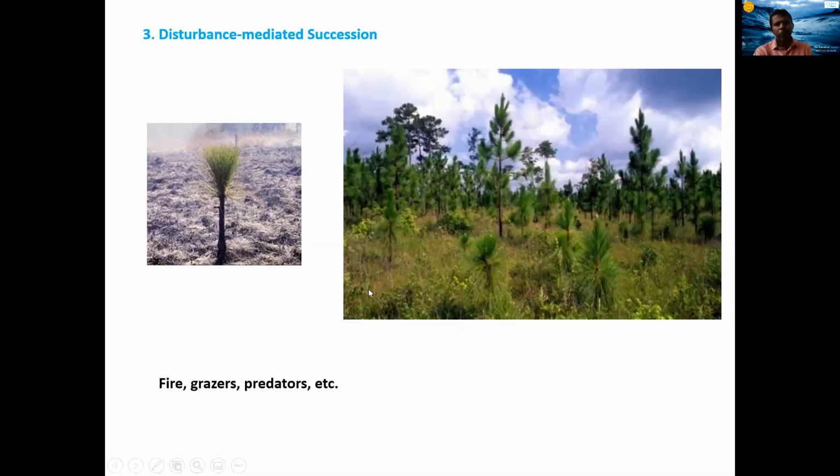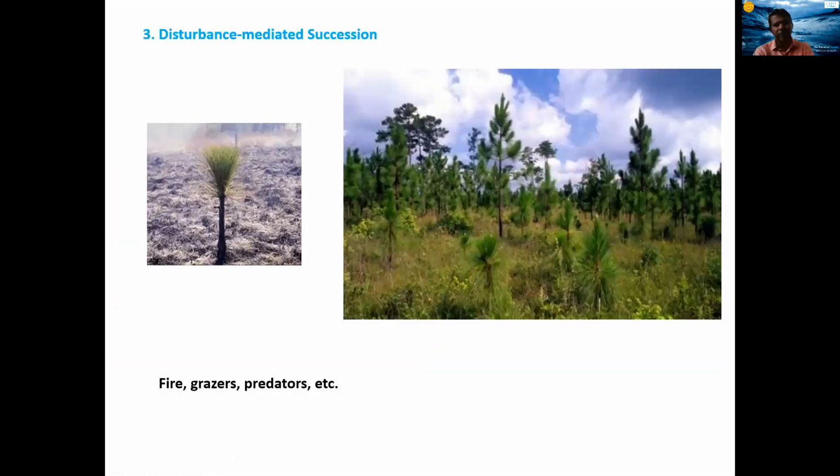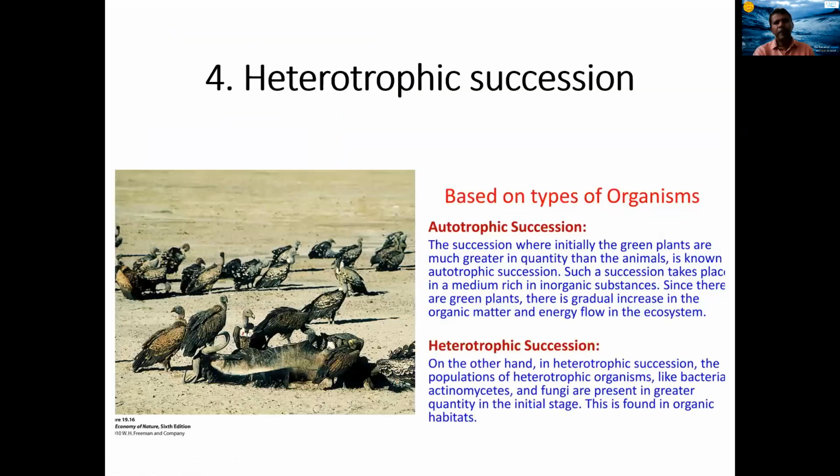Whatever all these previous types are, we call them autotrophic succession, because in most of the cases we see plant growth, right? We don't really talk about the succession of animals, but in most of these cases we talk about the succession of plants. But it doesn't really mean only plants. Actually there can be some animals as well, right? There can be some heterotrophic succession as well. I have given one example.